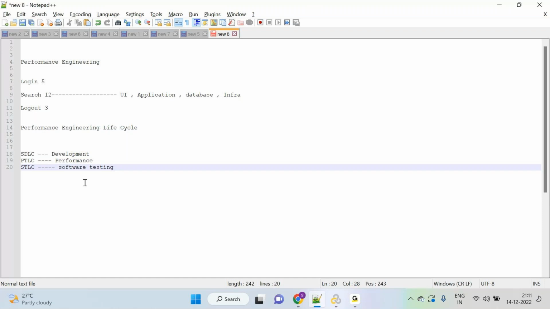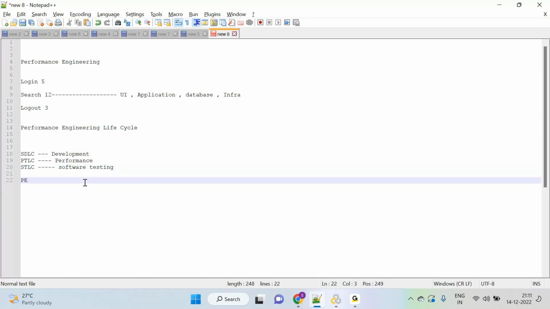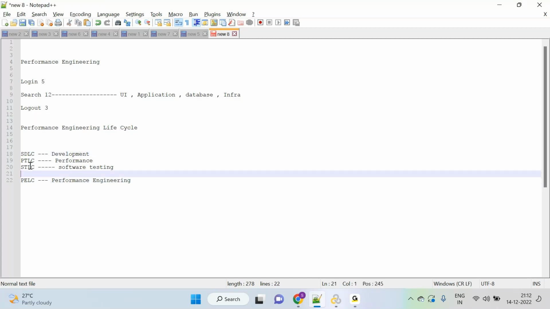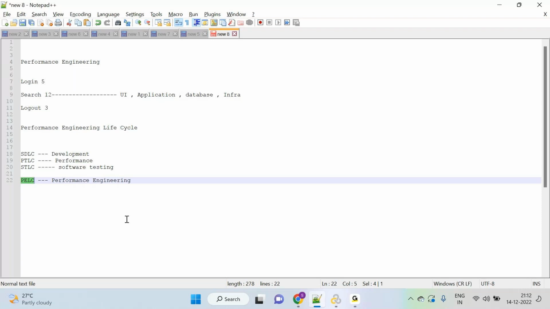Okay. So even the performance engineering life cycle is actually PELC. So this is actually the performance engineering life cycle. So in the performance engineering life cycle, what are all the individual layers that are there and what are all the activities that are carried out in those life cycles? So for the understanding purpose, I will compare the SDLC and the PELC.